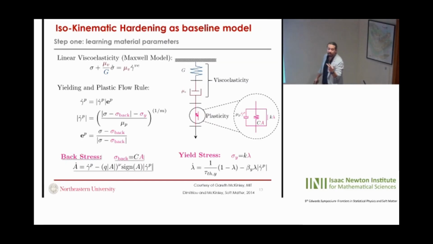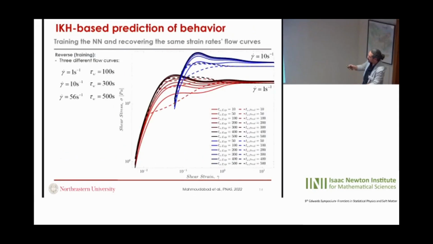So you have to solve three coupled ODEs, one for time evolution of the microstructure, one for the back stress, and one for your viscoelastic element, together to get the stress, okay, at any given condition. So that's my descriptive model. I might be biased, but I like IKH, so that's why I picked it. And we started with only 3 sets of data. So we had 3 different shear rates and 3 different waiting times.